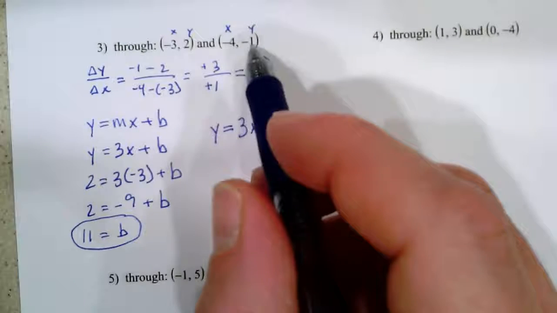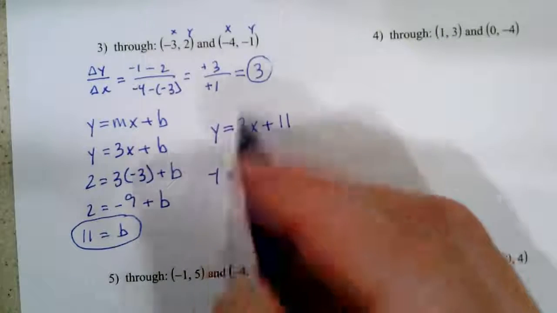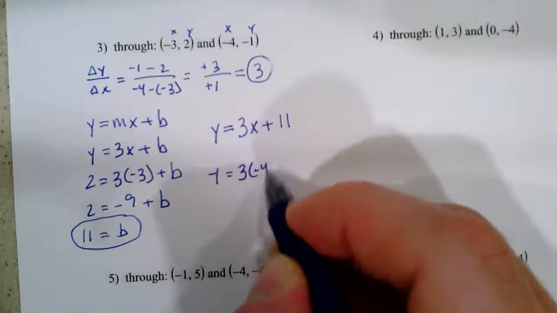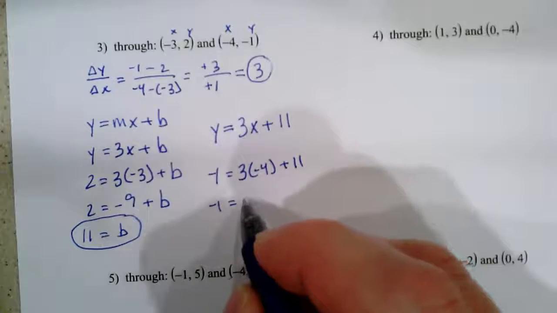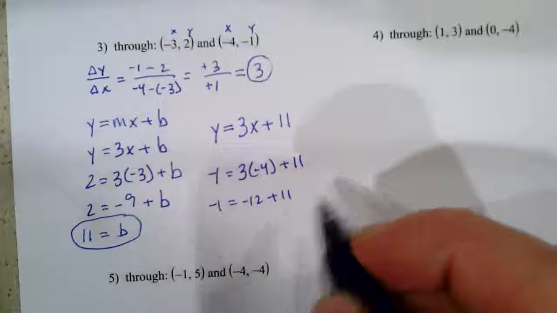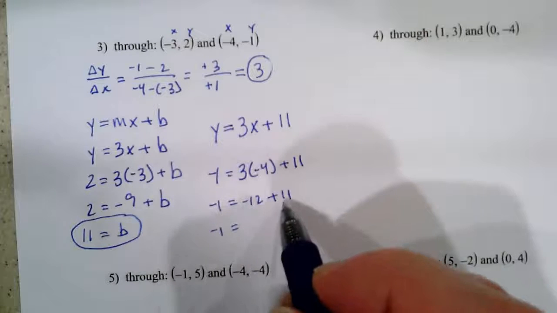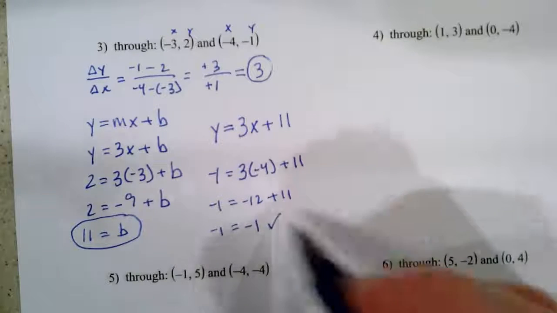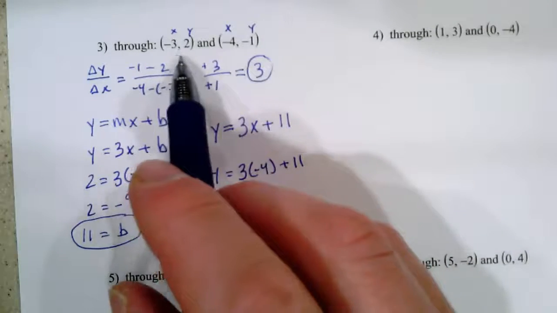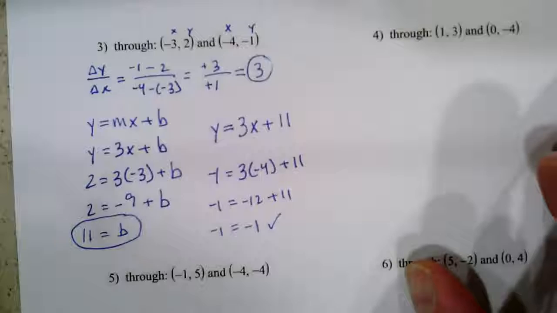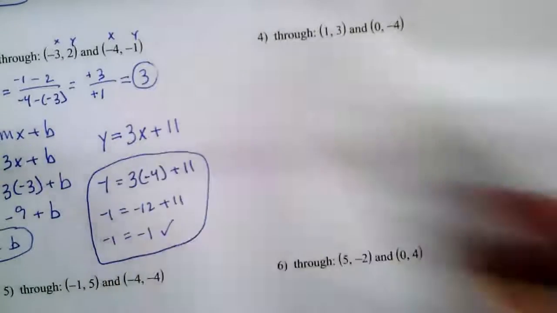Like, for example, let's just do it. Let's replace the y with a negative 1 equals 3. Replace the x with a negative 4 plus 11. Negative 1 equals 3 times negative 4. That's negative 12 plus 11. Negative 1 equals negative 12 plus 11. Well, it's 12 degrees below. Goes up 11 degrees. It's negative 1. So that's a true statement, which means the equation works for that point and that point. So if the equation works for both points, you've done it correctly. This is really just a check right there.